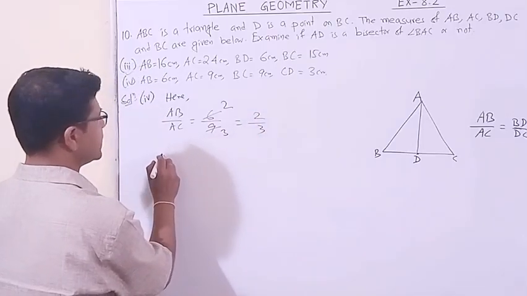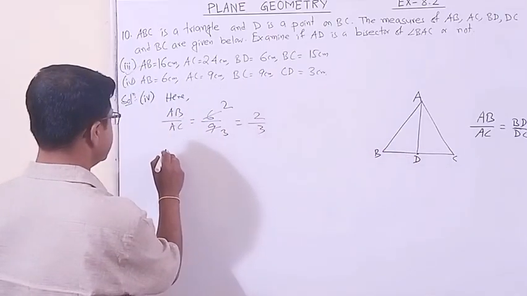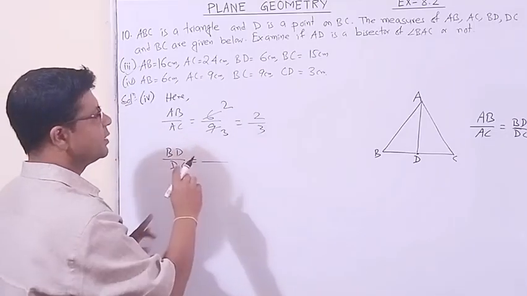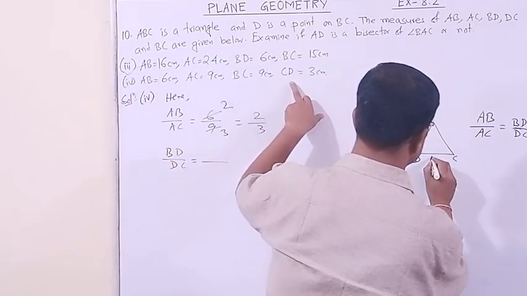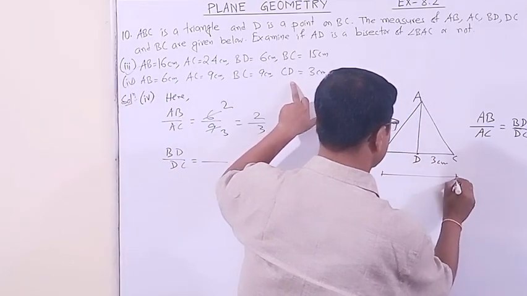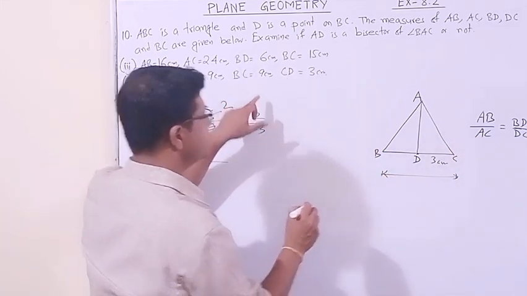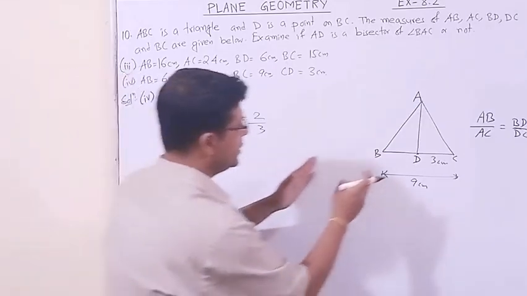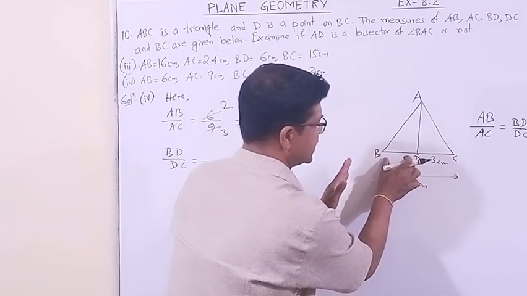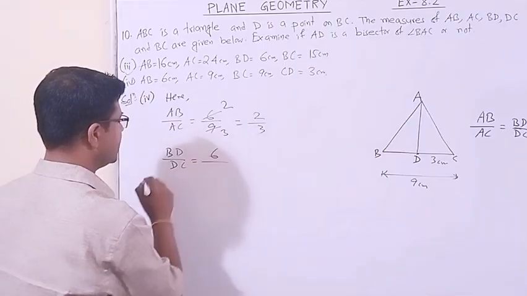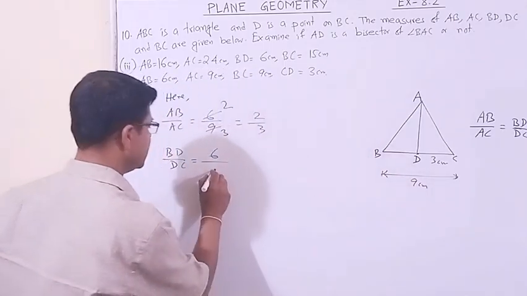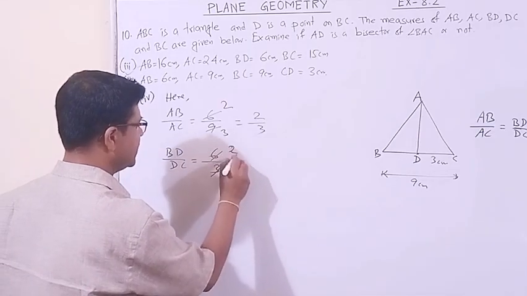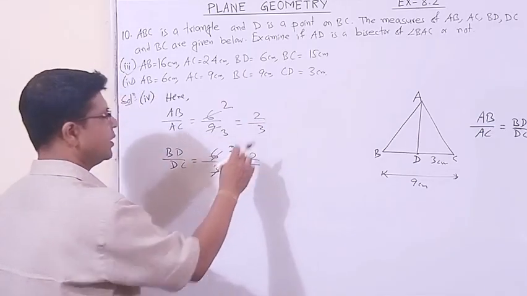Next we have to find BD by DC. What are the things given? This CD is 3 centimeter and this whole BC is 9 centimeter. Correct? Okay. Now we just have to write the measurement of BD. This is 9, this is 3. So this is how much? 9 minus 3, 6 centimeters. Got it? DC is 3. We can cancel by 3. 3 2s are 6, 3 1s are 3. So this is 2 by 1, or simply we can write 2.